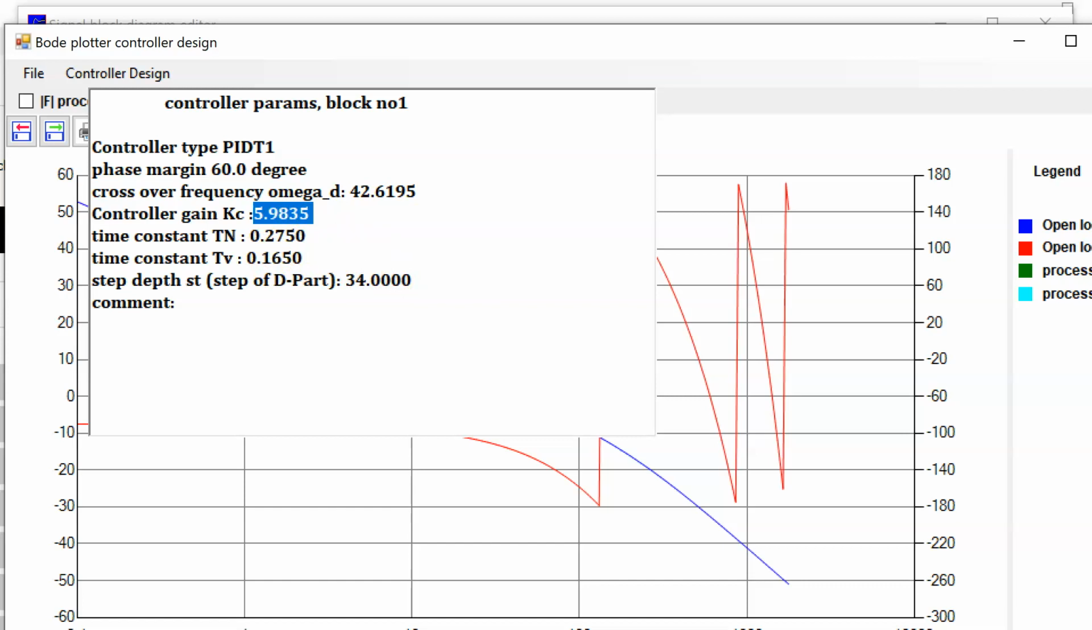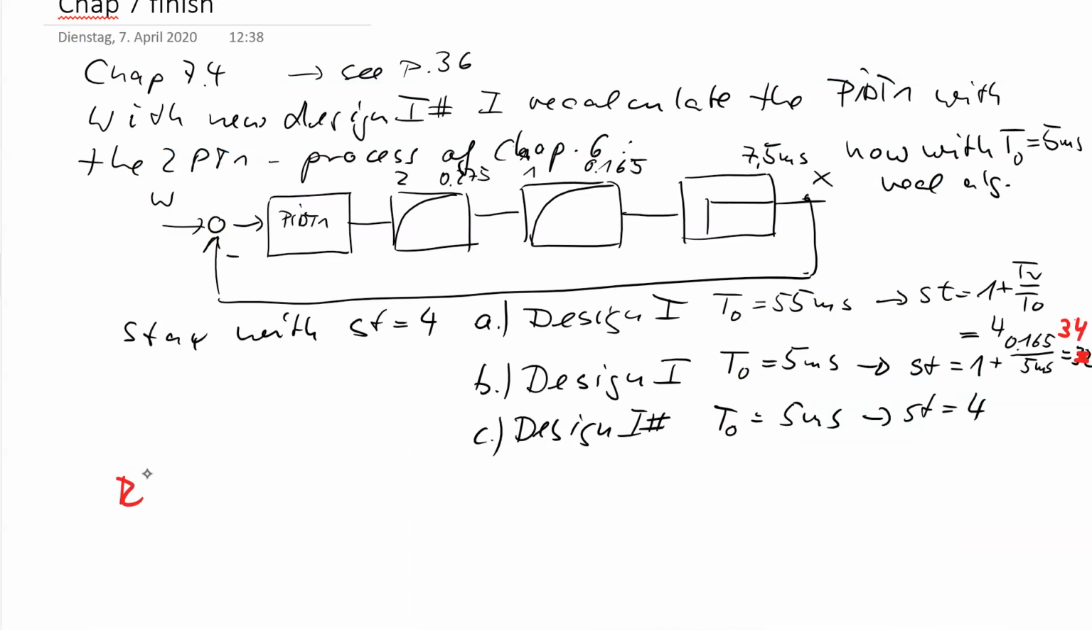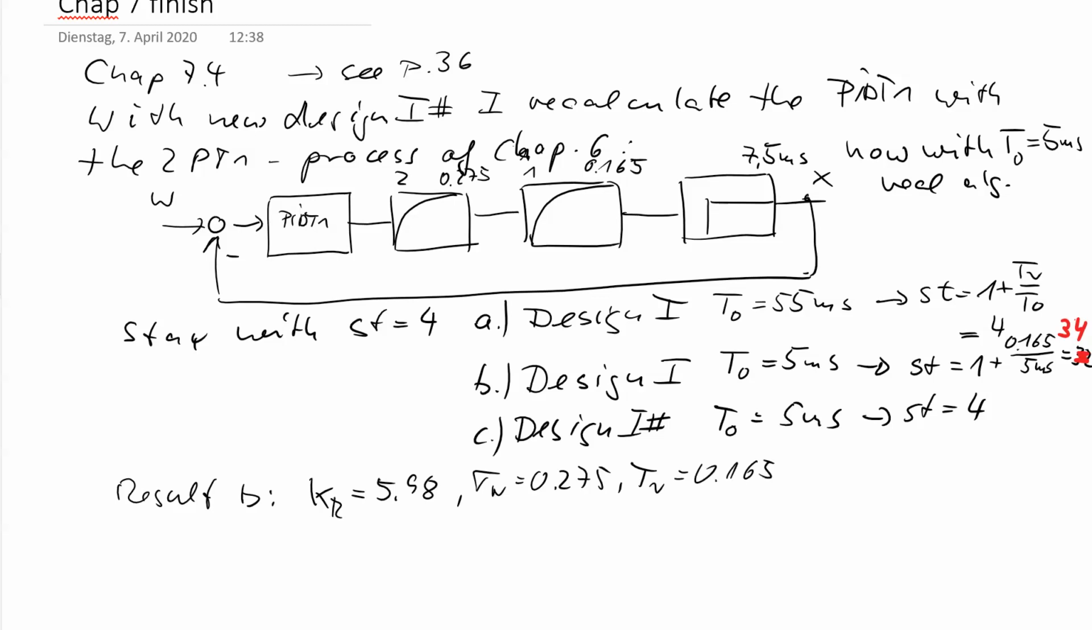So I write down the resulting values in our document. Result B, KR, the controller gain, was 5.98, TN unchanged pole compensation, and TV unchanged pole compensation, and step depths is 34. Now we do the result C.